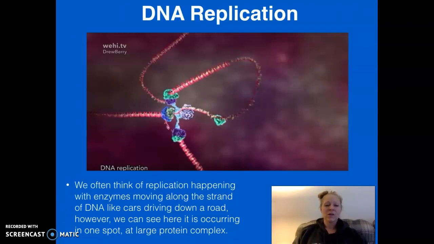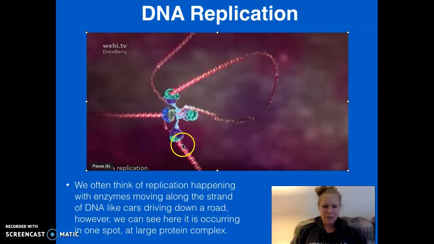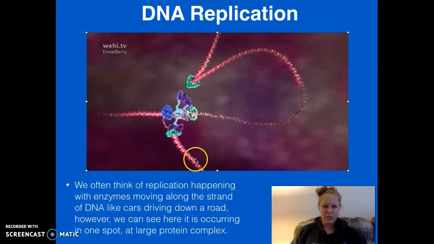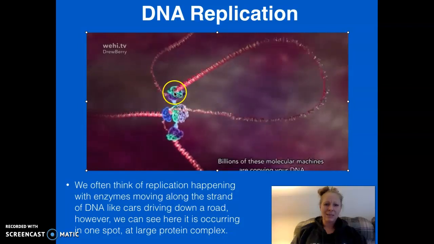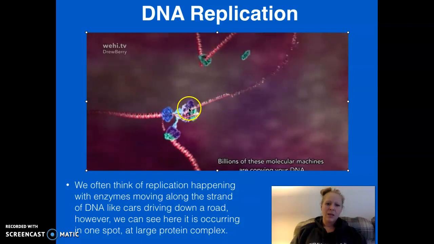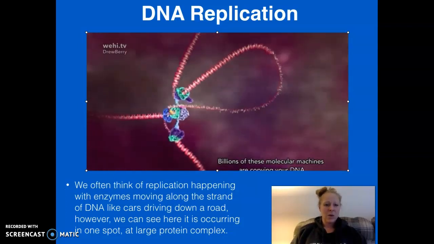So we often think of DNA replication happening with enzymes kind of driving down the DNA like cars on a road. But here's our DNA polymerase 3. It's actually a complex of many different enzymes. And so here we can see, when we start the video, that here's our leading strand being synthesized continuously. But over here we can see our Okazaki fragments being made discontinuously, and then they meet up, and then it's starting over here again, and it's being synthesized that way.